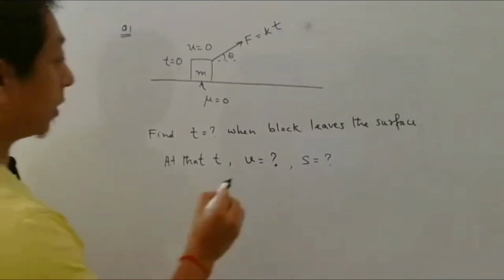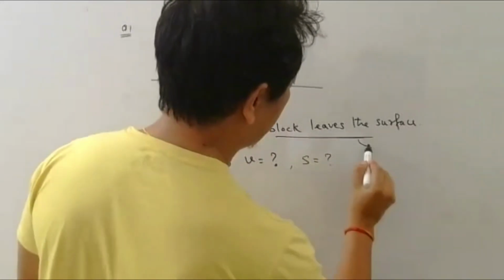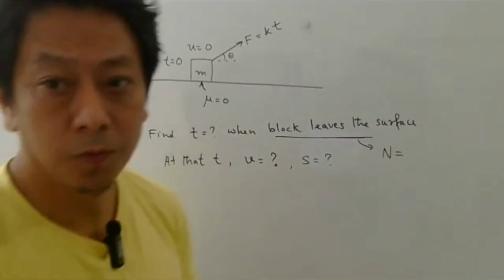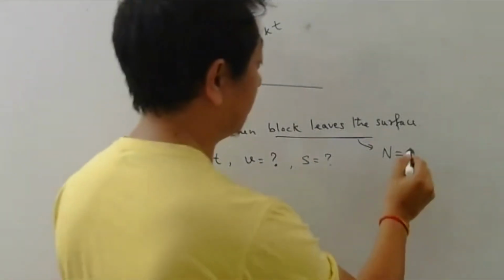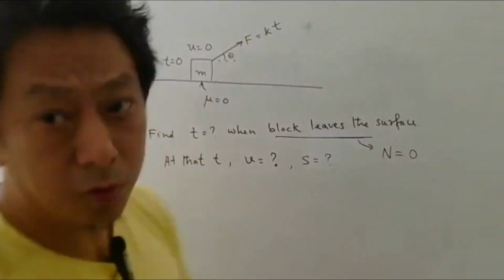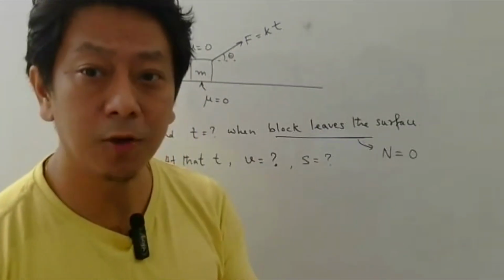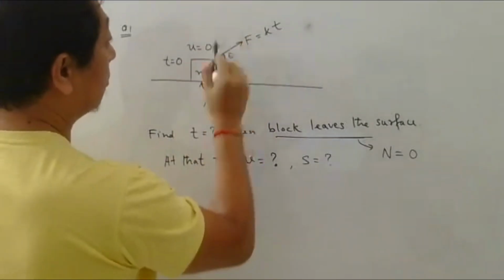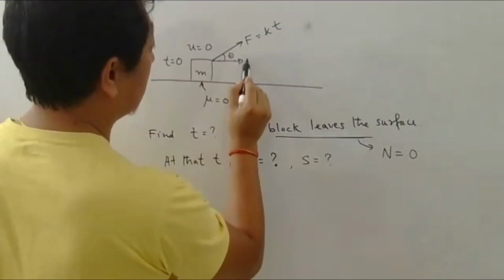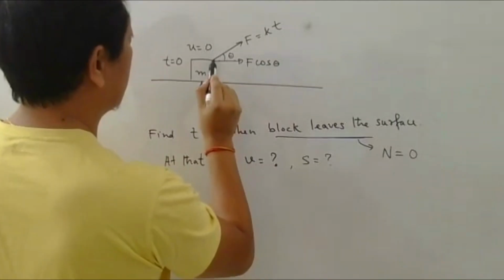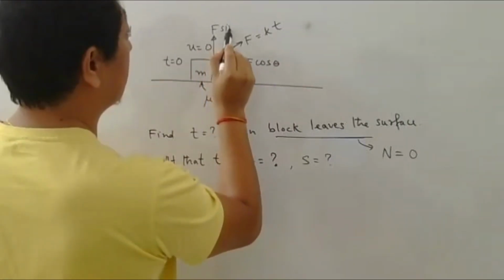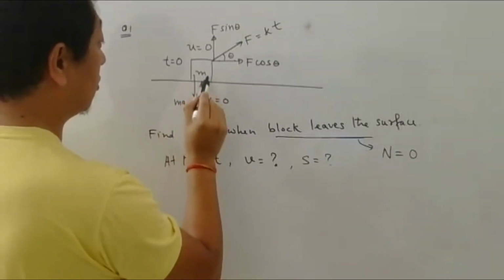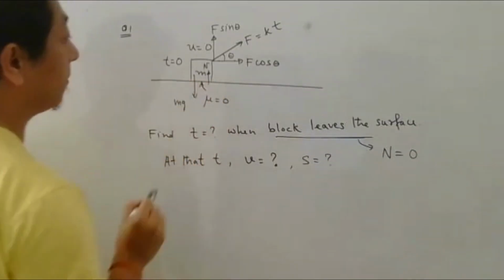The main thing here is, when the block leaves the surface, what will happen to the normal force? 0. So basically you have to find the normal force and make it equal to 0. That's it. So let us take components of this force. Here F cos theta, here F sin theta, then mg will be acting downwards and normal force will be acting upwards, right?